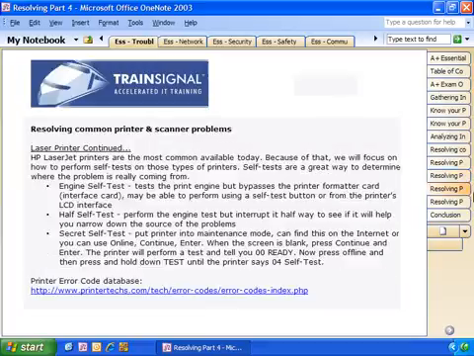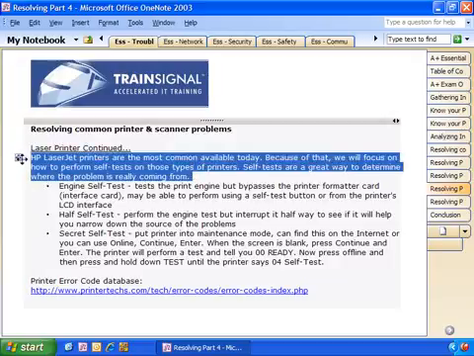All right, our next topic is HP laser printers. HP laser printers are the most common printer today, both in inkjet and laser printing. So because of that, we're going to focus on how to perform self-tests on laser printers made by HP. Now, self-tests are a great way to determine where the problem is really coming from on the printer.